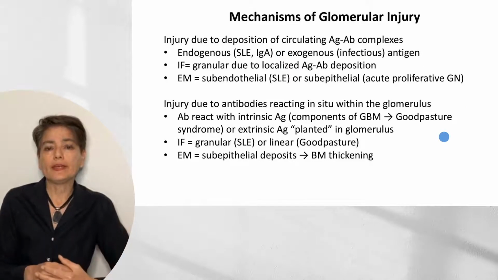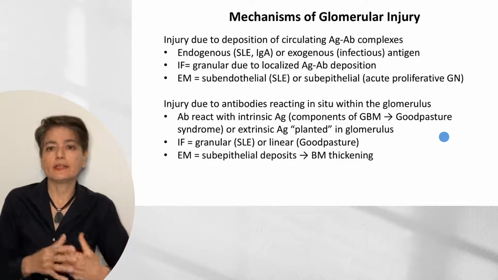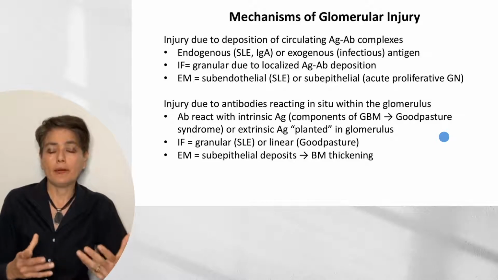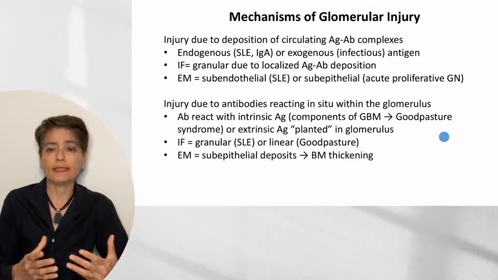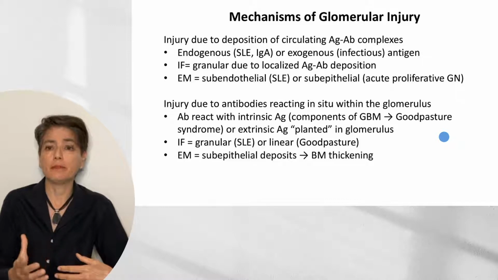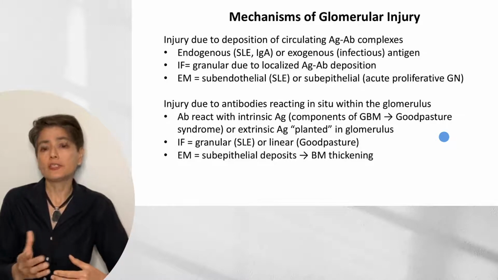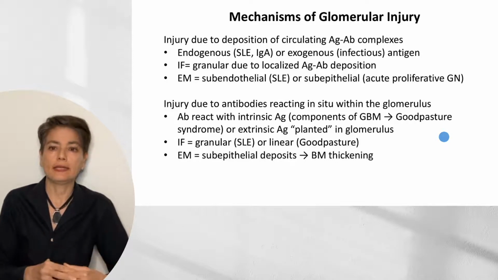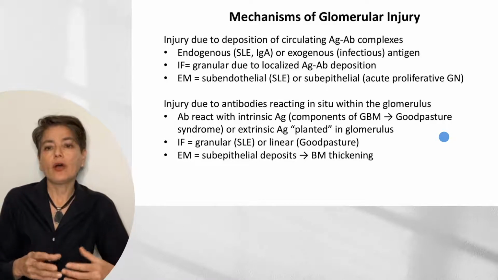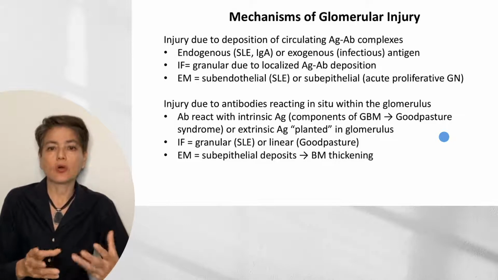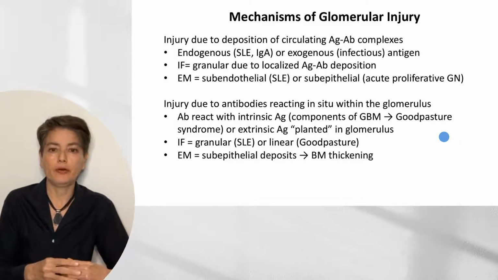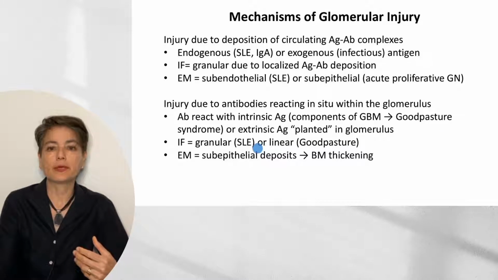The other way is that we can have injury due to antibodies reacting in situ within the glomerulus. So antibodies can react with an intrinsic antigen, a component of the glomerular basement membrane, and this is classically seen in Goodpasture syndrome, or with extrinsic antigens that are planted in the glomerulus. And if they are planted in the glomerulus, it's again going to have this granular appearance. So we can see that again with systemic lupus erythematosus. So lupus can cause granular depositions due to either of these two mechanisms.